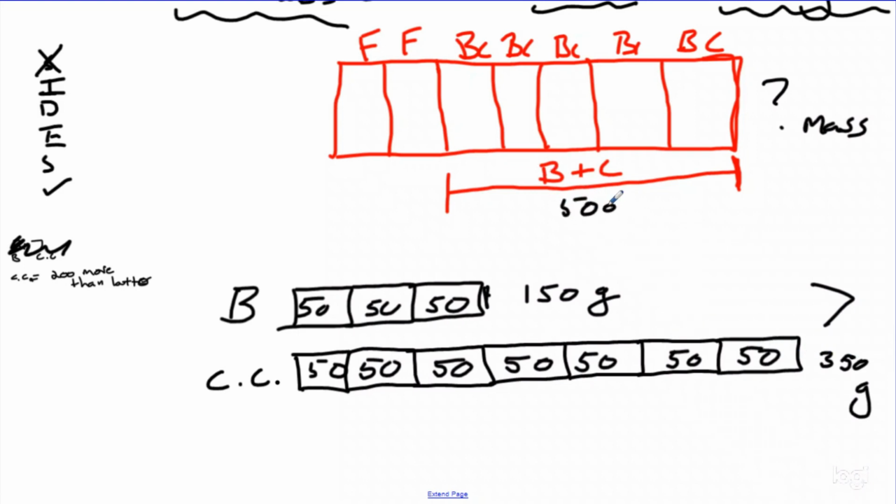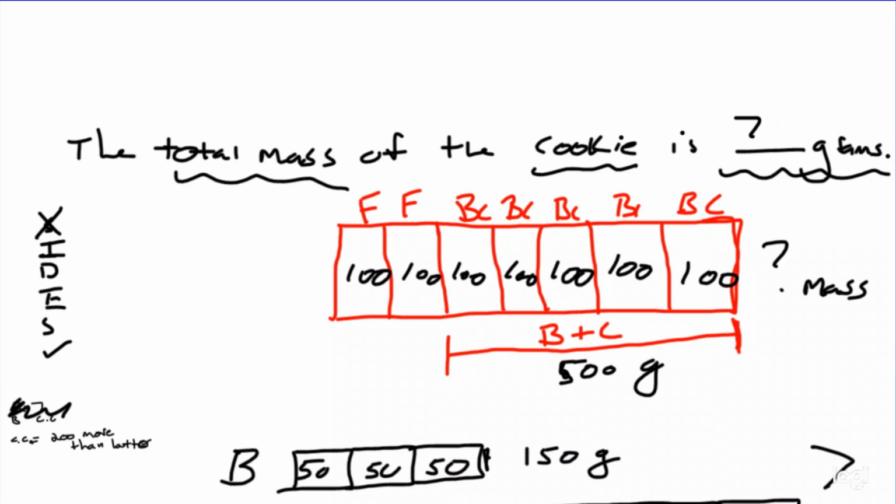So that means I have 500 grams total of butter and chocolate chip, and now I'm going to use the same strategy I used down there. If I know that I have 1, 2, 3, 4, 5 equal groups, and when I added them all up, there were 500, that means if I divide the 500 into 5 equal groups, each of these parts of my cookie, each seventh, is going to be 100, which means I had 7 groups of 100, so my total mass is 700 grams, right? 100, 200, 300, 400, 500, 600, 700.